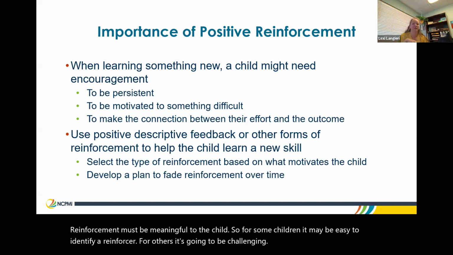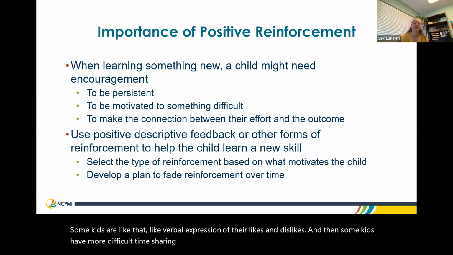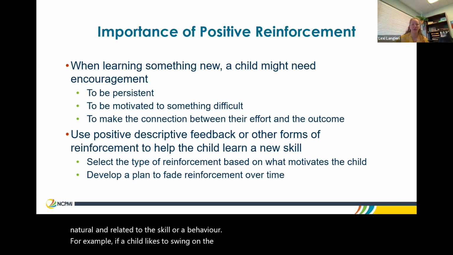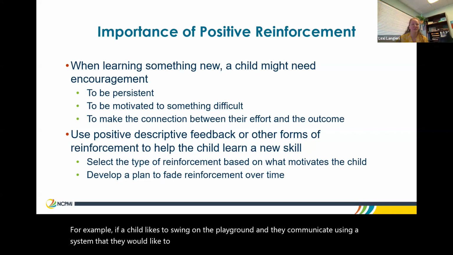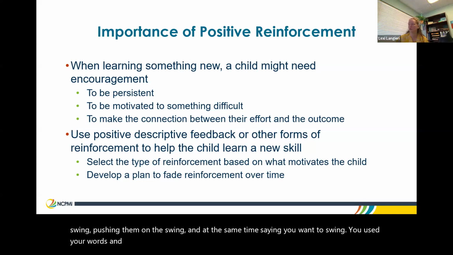Some kids are very verbal about their likes and dislikes, and then some kids have a more difficult time sharing their interests. So whenever possible, the reinforcer should be natural and related to the skill or behavior. For example, if a child likes to swing on the playground and communicates using a system that they would like to swing, an adult would respond by assisting the child on the swing, pushing them, and at the same time saying, "You want to swing. You used your words and you asked to swing. Good job, way to go. All right, let's go swing."